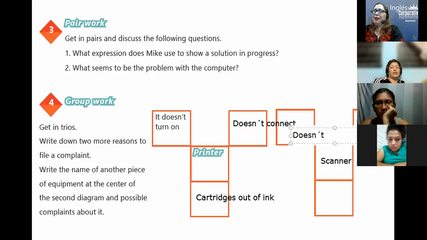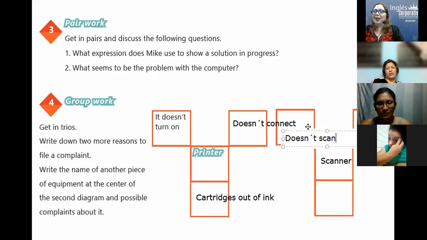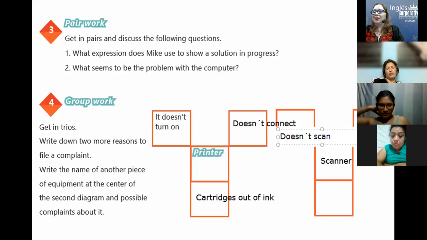Do we say send or do we say read or do we say load? How do you think it is more proper? No carga. O no envía. No escanea, so right? For me, doesn't scan. Doesn't scan properly. Okay, doesn't scan. It doesn't work. Okay, doesn't scan. What else?